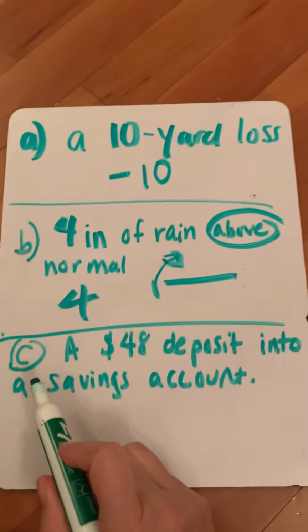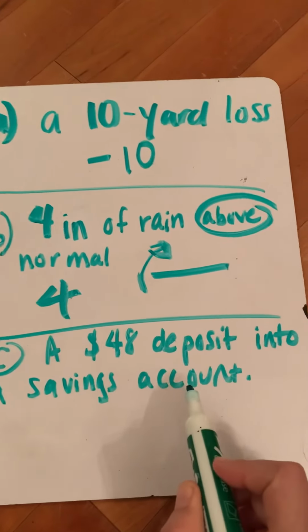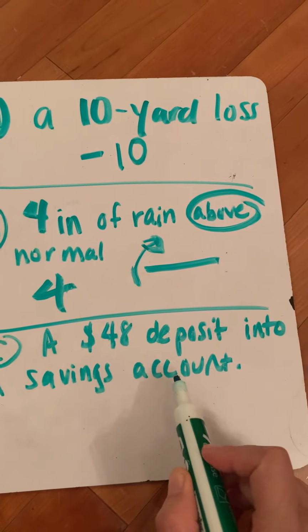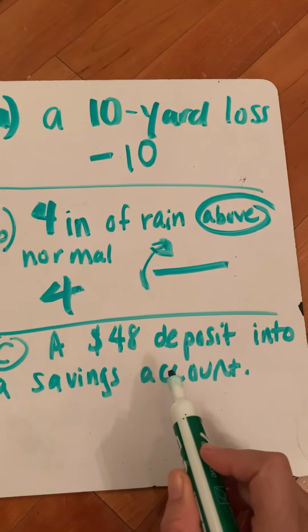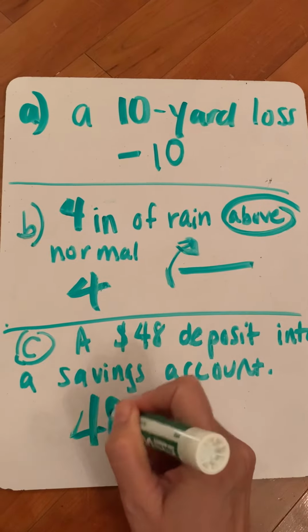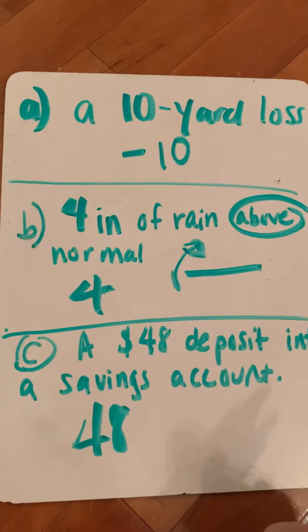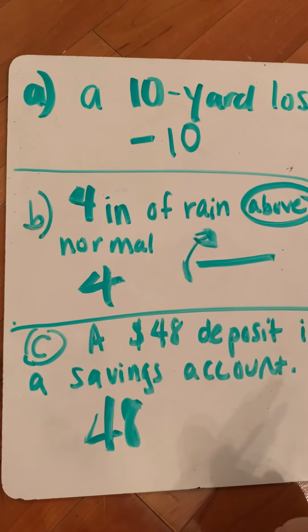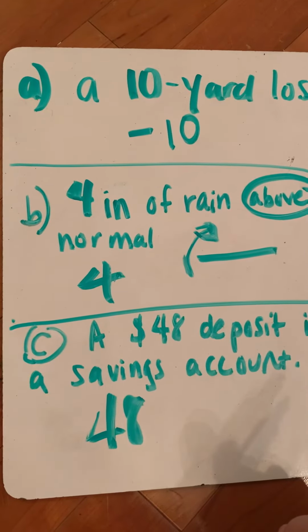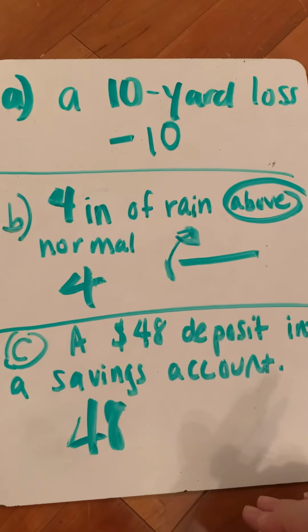Now we're going to go to C, a $48 deposit into a savings account. Because it represents an increase, well, the integer would be +48. Again, no need to put a negative sign there. The meaning of zero here would be neither a deposit nor a withdrawal.